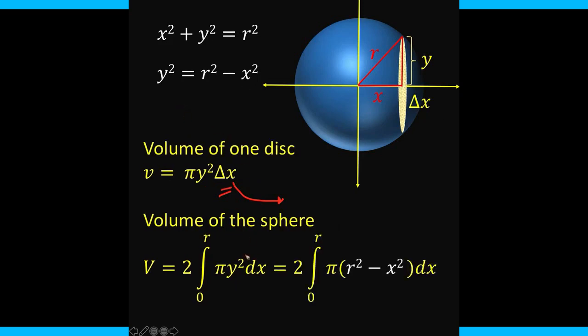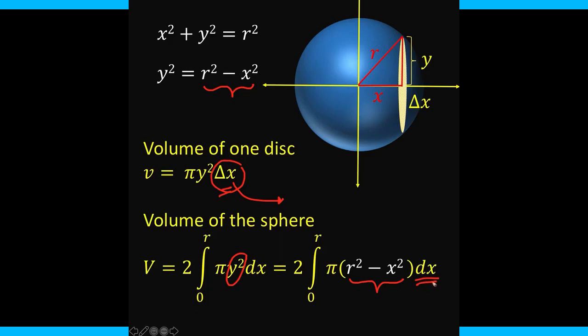And since y squared is equal to r squared minus x squared, then we can now replace this y squared with r squared minus x squared. All the rest are just copied. We copy the 2, we copy the integral from 0 to r, we copy the pi, we copy dx, and change y squared with r squared minus x squared, and we replace this delta x with the differential dx.